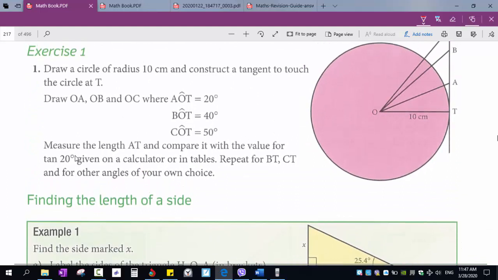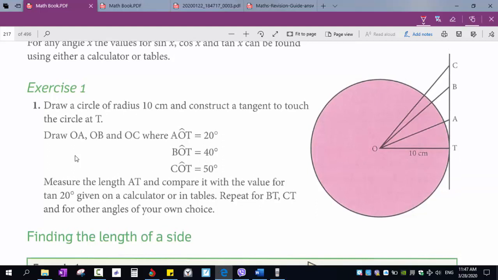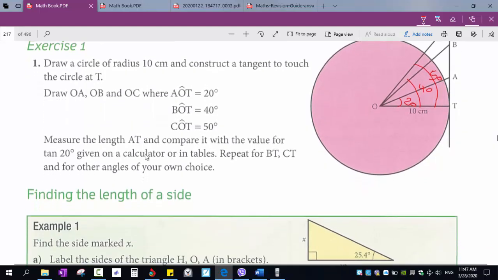In question 1, here it's an interesting question. Try to do this question. Draw these accurately. Draw a circle with radius 10. Then draw a tangent line. Mark using a protractor. Mark 3 angles. One is 20. This angle from here to here is 40. And the third angle from here all the way to here should be 50 degrees. Then follow these instructions. You see that these functions are useful.